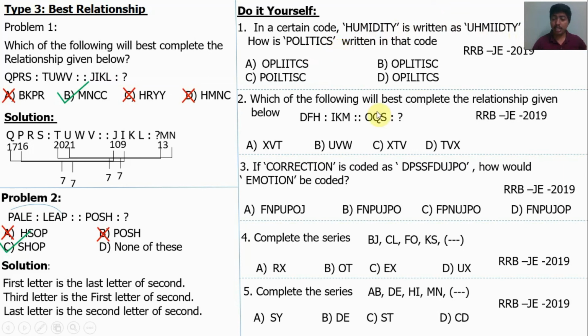Solve this problem. The second question, we have to find the best relationship, but it is not a swapping concept. Compare the first character with the third character and apply this difference to the second. Third is coding and decoding, but it's not a swapping concept. This is the first concept problem. Fourth and fifth are missing character problems. Okay. Solve these problems. Comment your answers.